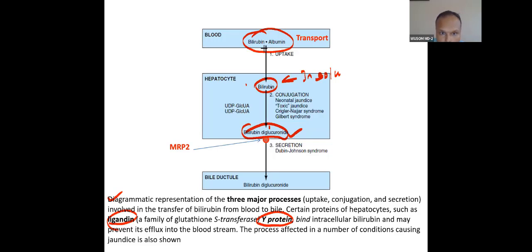Once bilirubin crosses, there is Y protein. Just remember this Y protein will bind this bilirubin and not let it permeate out of the hepatocyte. It retains this bilirubin, this ligandin on Y protein. They will bind, and then because of this binding, they will be further catabolized. After this is catabolized, it will be excreted rapidly into this.